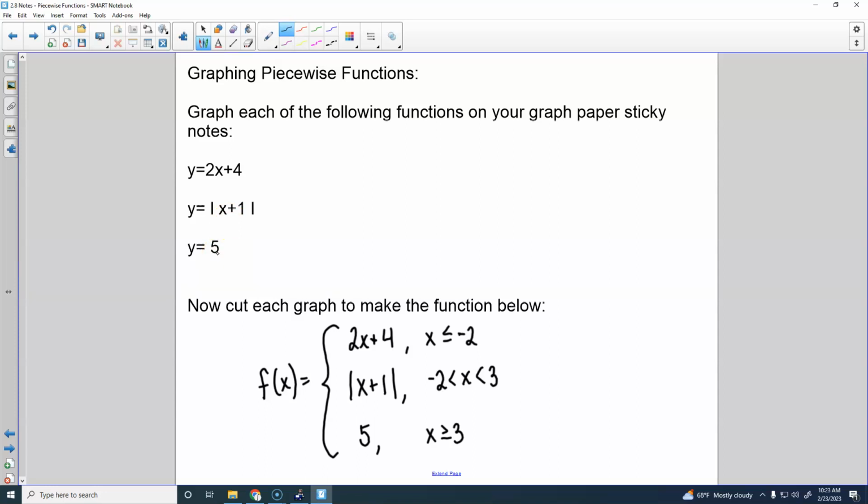The first one is a line, so just y equals mx plus b. The second one is the absolute value. What does absolute value look like? It's your V. This one in particular has been moved to the left one. And then y equals 5 is just a horizontal line. So graph these three here.